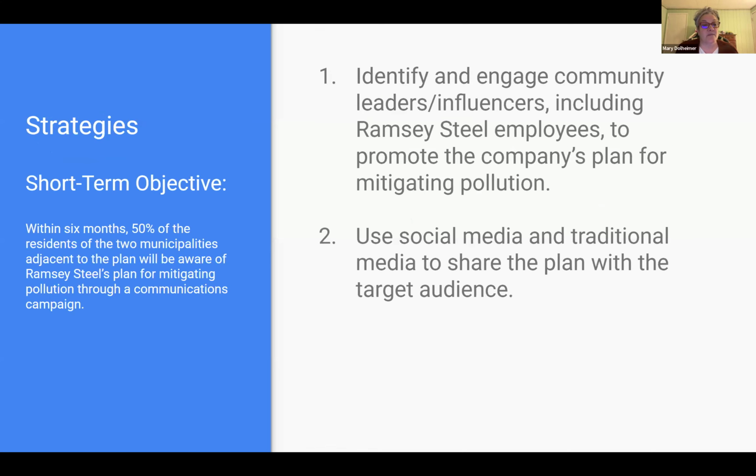Next slide. So I developed 2 strategies to address the short-term objective. The first was to identify and engage community leaders and influencers, including Ramsey Steel employees who lived in those municipalities, to promote the company's plan for mitigating pollution, to have those folks serve as ambassadors for the company and speak neighbor to neighbor about the company's commitment to mitigating pollution. And the second was using social media and traditional media to share the plan with the target audience.